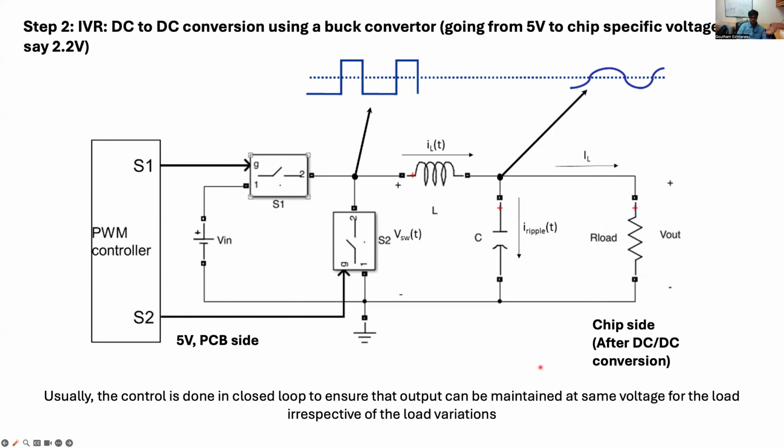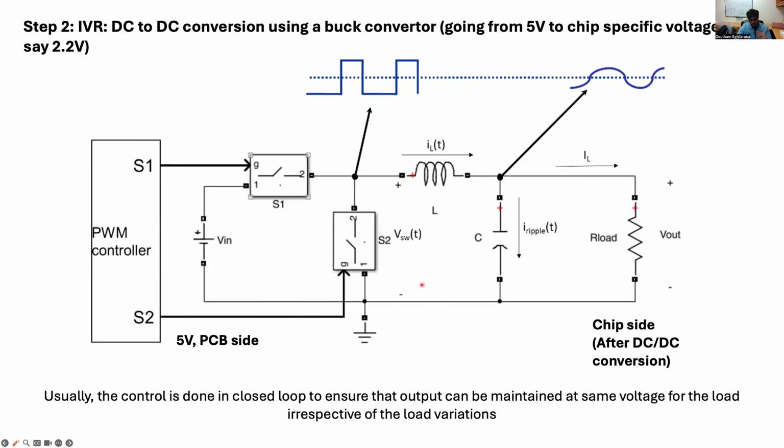And the reason that is done is because the load is usually not constant, because the chip can consume different kinds of currents. Sometimes there could be a large number of transistors switching, so it draws a high current. Sometimes it's switched off, so it draws no current. So over the entire variation of the load, you need to make sure that the voltage at the load is constant. So you need some kind of closed loop feedback to control the switches.